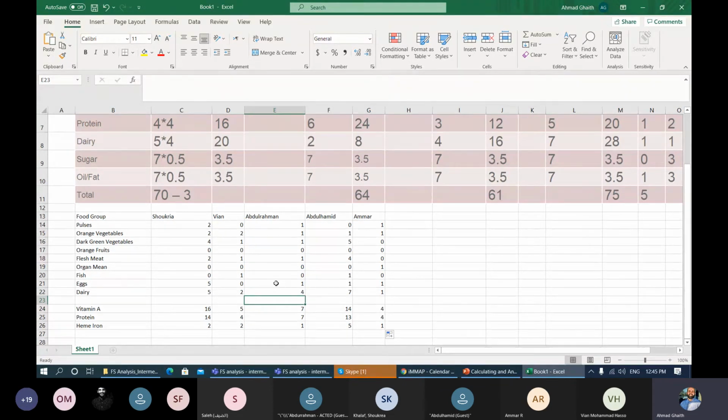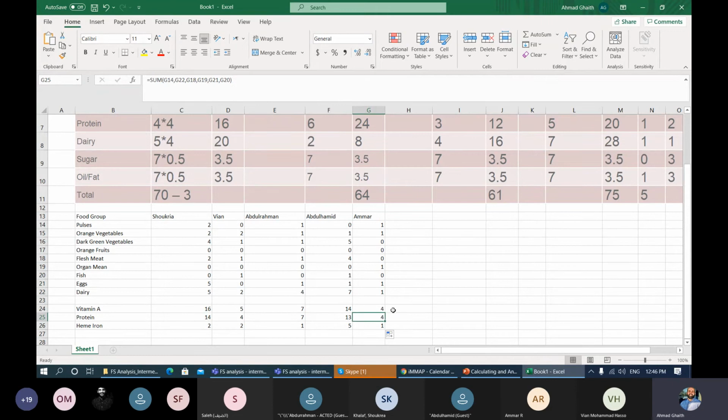We can't say anything conclusive, because maybe Abdurrahman really ate 5 eggs in one day, and Shukriya spread it out, 5 days of 1 egg. So we have to be careful, but you can learn more from the higher score. That is basically the point. That's one point.